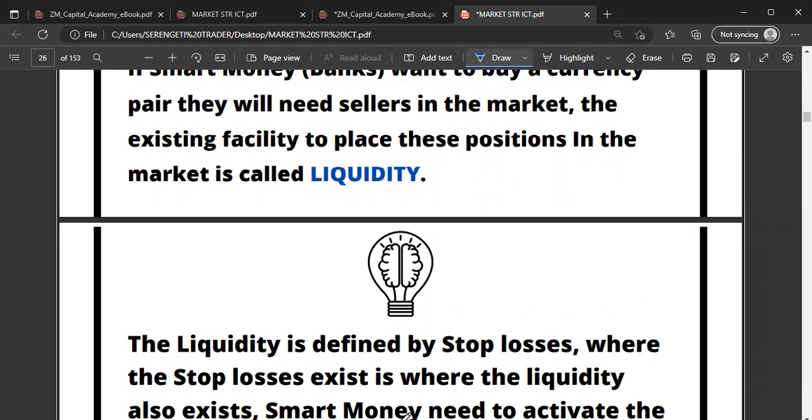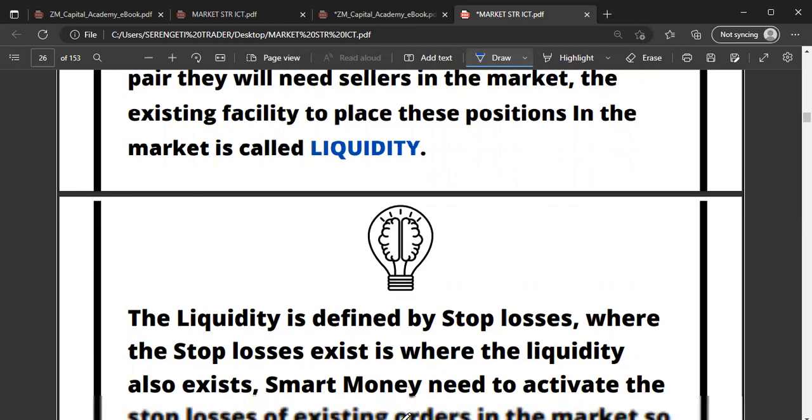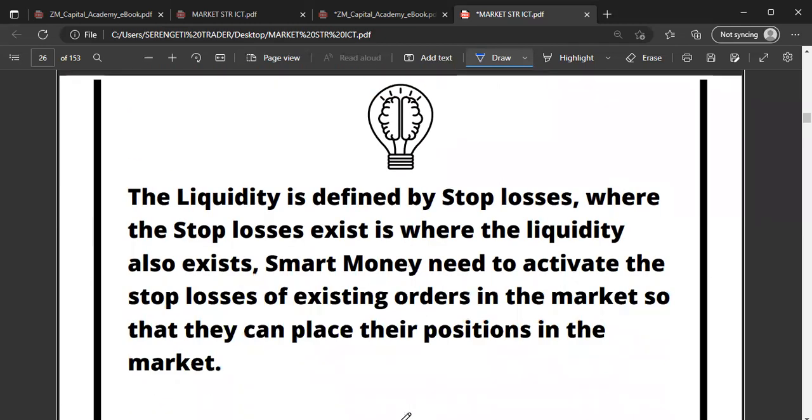So where stop process exists is where liquidity also exists. So what you should do, you should actually know where is the actual place that you are going to place your stop loss. How are you going to enter the market? So you should first be careful of liquidity. You have to make sure you see liquidity. Where do you see liquidities?